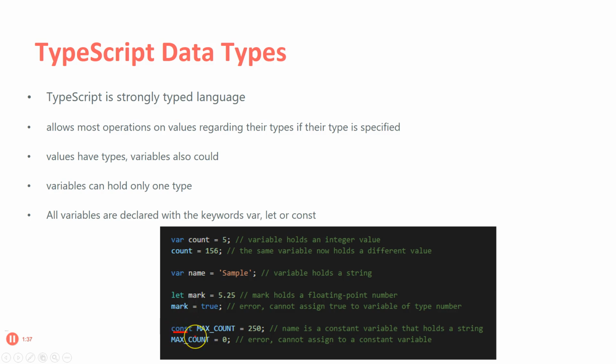The third type is constant, and one of the naming conventions for constants is uppercase with an underscore between different words. So MAX_COUNT is equal to 250. So name is a constant variable that holds a string. After that, if I try to say MAX_COUNT equals 0, I will receive an exception saying that it cannot assign to a constant variable, because the specific thing with constants is that once you assign a value, after that you cannot change it.